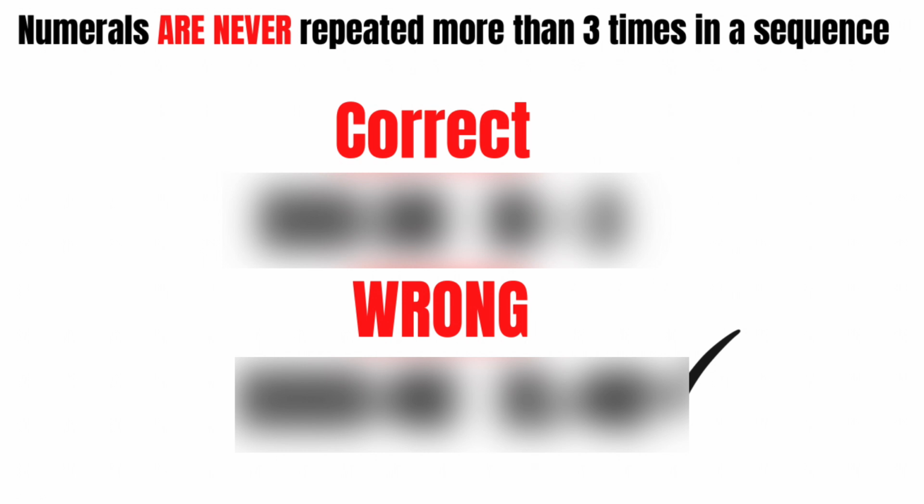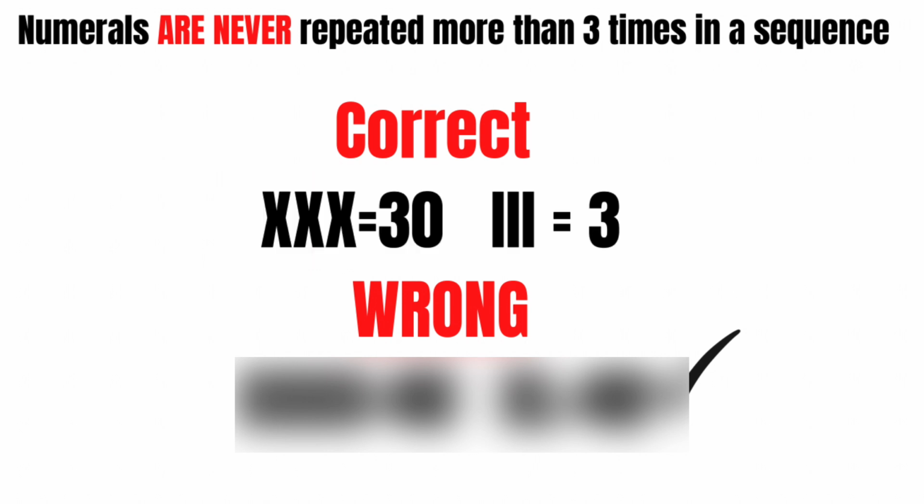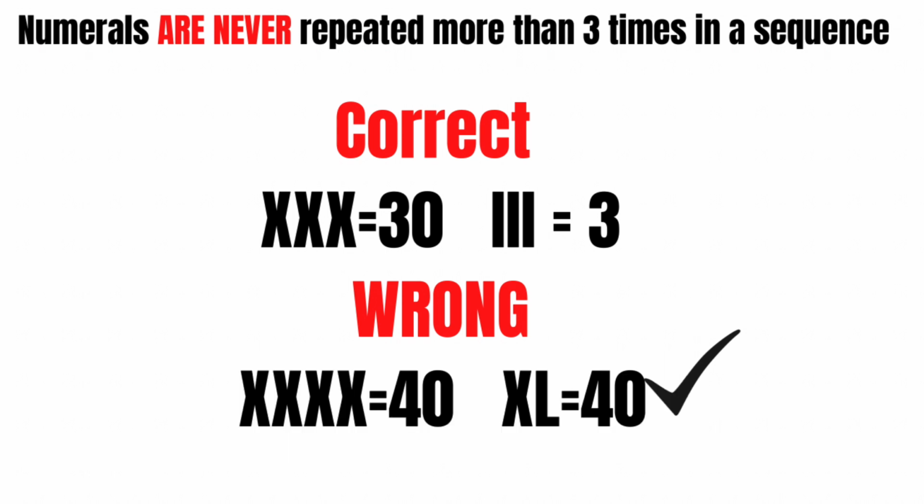So techies, you will never see a numeral more than 3 times. So what's correct is XXX equals 30. That is correct, and III equals 3. What is wrong is you will not see XXXX. XXXX does not equal 40. XL equals 40. So remember, you never will see a numeral repeated more than 3 times. If you do, that answer is automatically wrong.